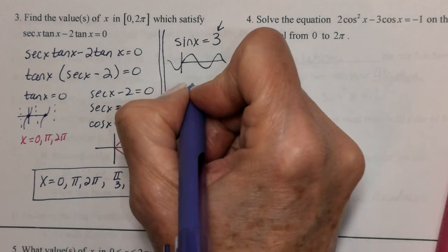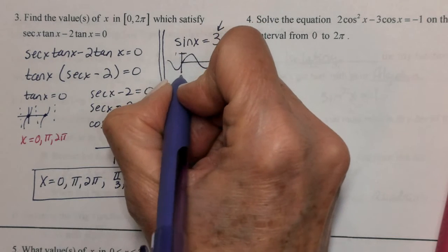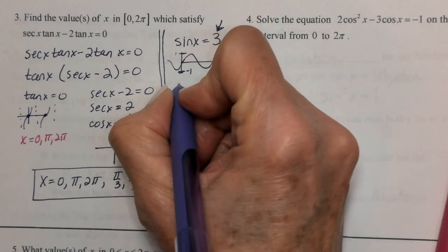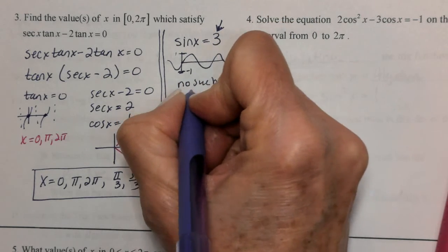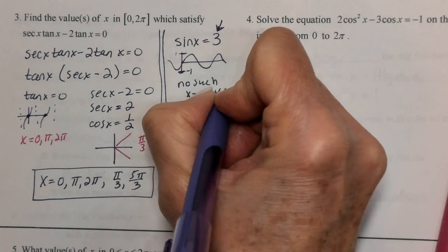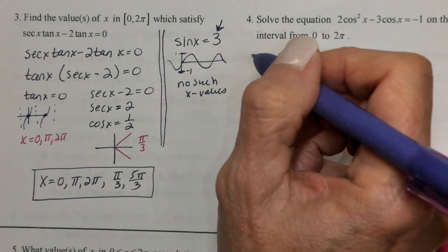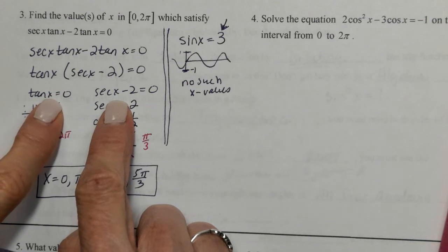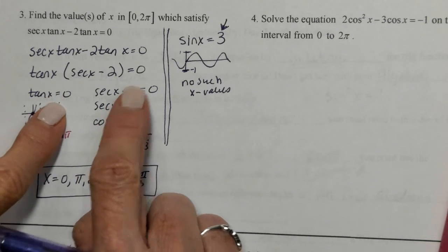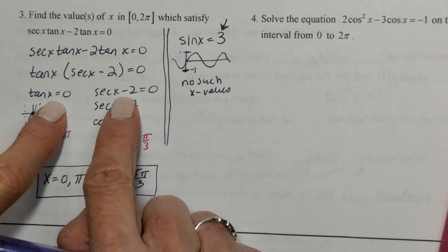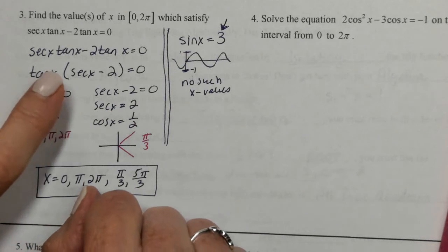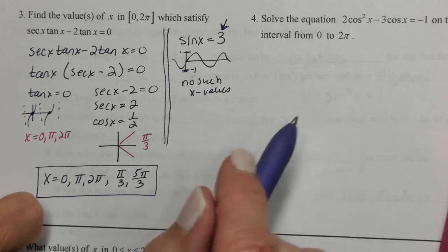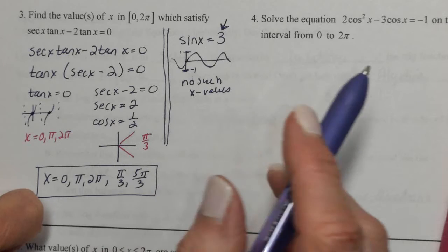Sine goes like that, right? Sine never goes above 1 and never goes below -1. So there are no such x values that make sine 3. So if you get that on a piece, and on your homework there's a couple like that, where you get something that makes no sense, for that piece then you just won't have any answers. Your only answers would come from the other remaining piece.